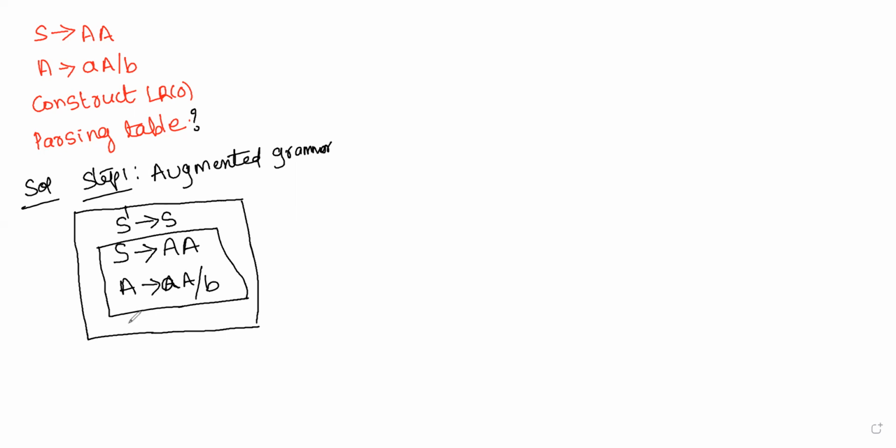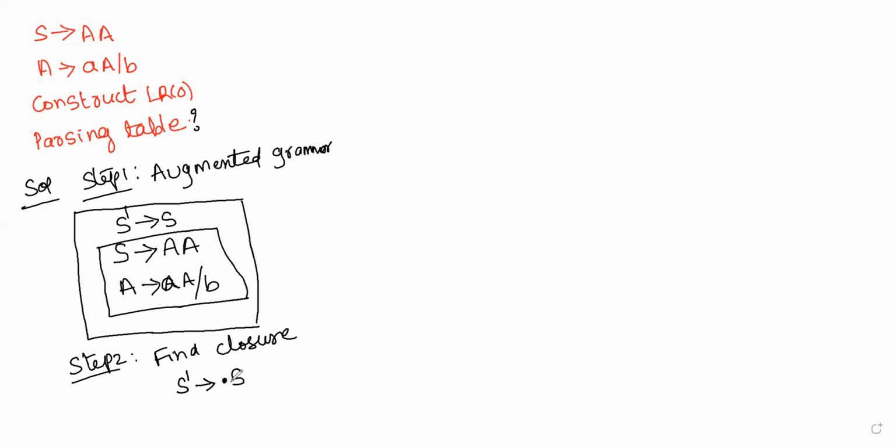In the second step, what we are going to do is find the closure. So what is in the closure? First you find the value of the closure of S dash tends to S. The closure of S dash tends to S is, after the arrow, you just write a dot. So this is called a closure.